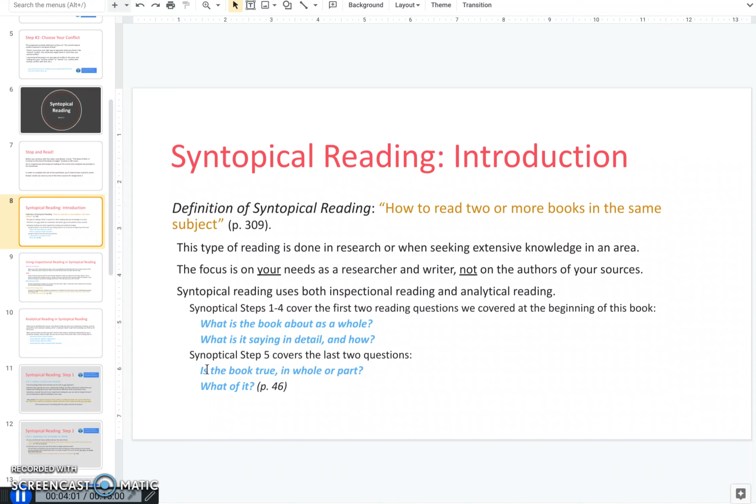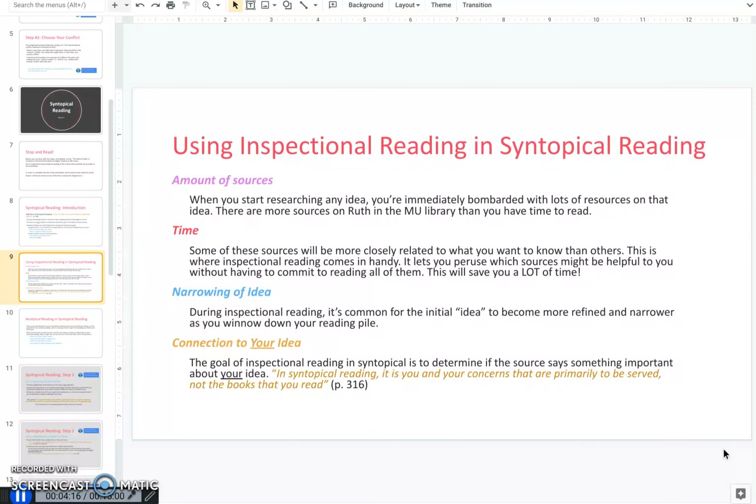Okay, so the 5th step of syntopical reading basically covers the last 2 questions. Is the book true in whole or part? And what of it? So what? What is the significance or importance of what is being said in this source?